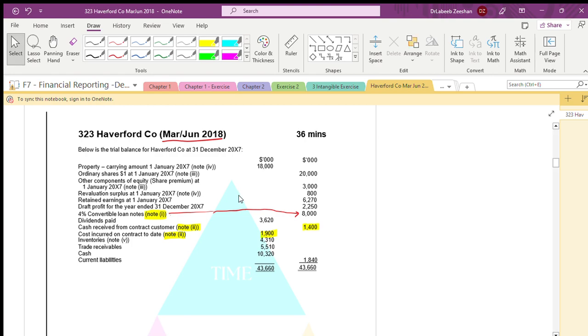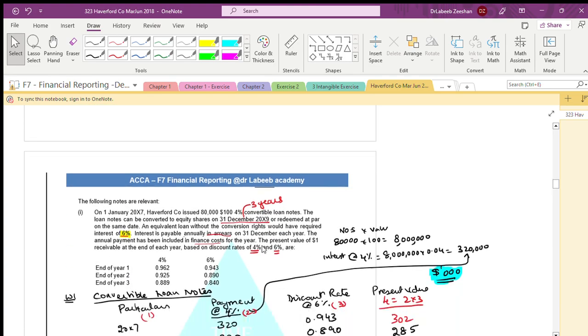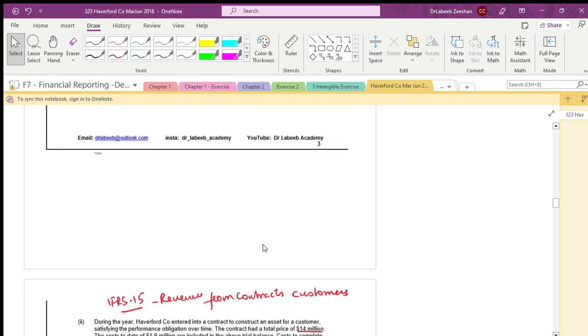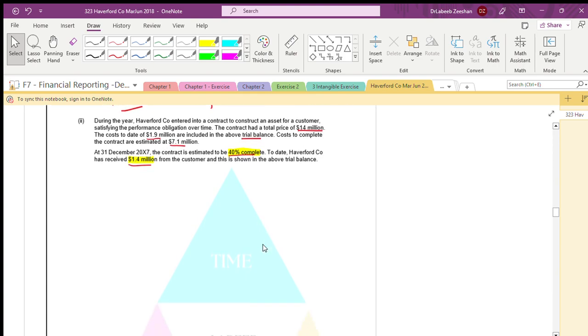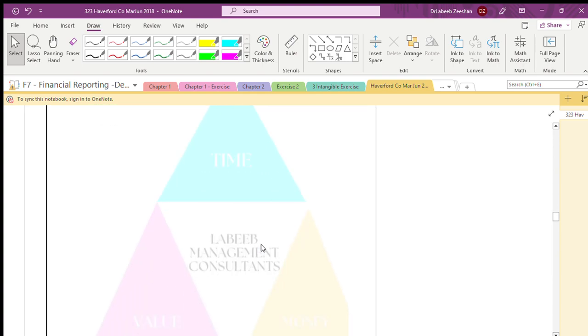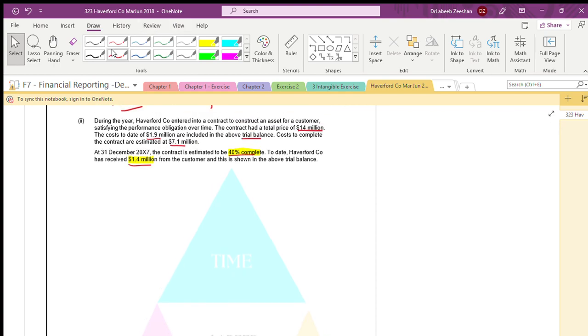Now, this is IFRS 15. Please go through the lecture before you start doing the things here. Again, I will do the workings here only. Working 2.